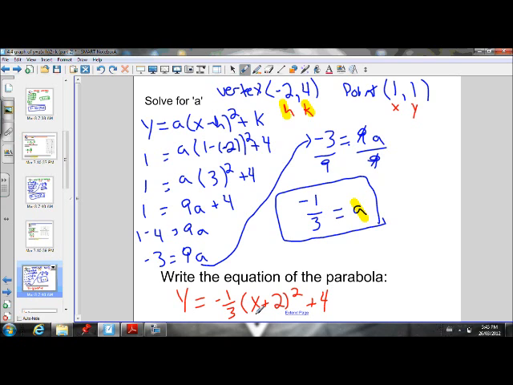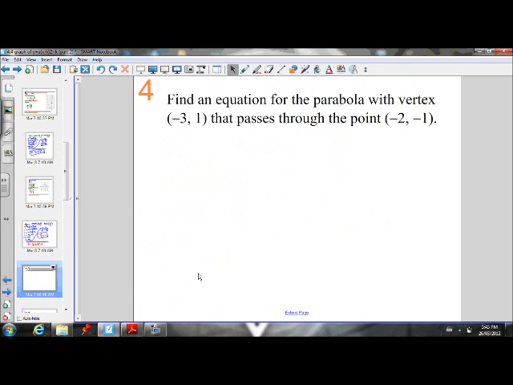So let's try one of these questions one more time, just to make sure we have the hang of it. Question number 4: find an equation for the parabola with vertex -3, 1, and passes through the point -2, -1. So go ahead and try this question on your own right now. Just pause the video and give it a shot.